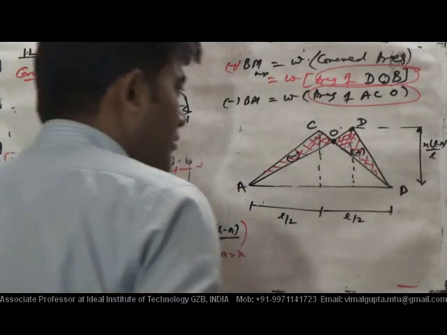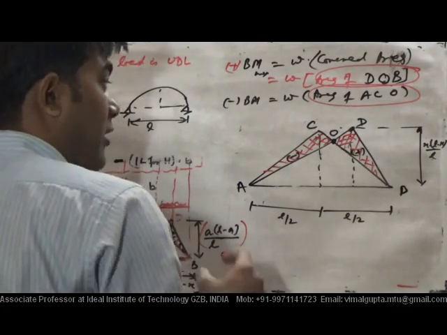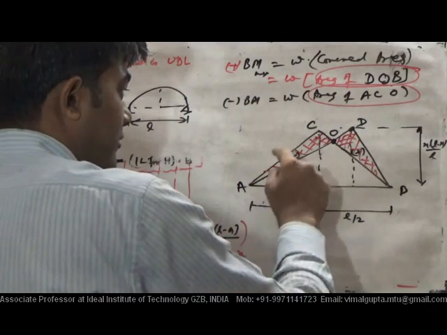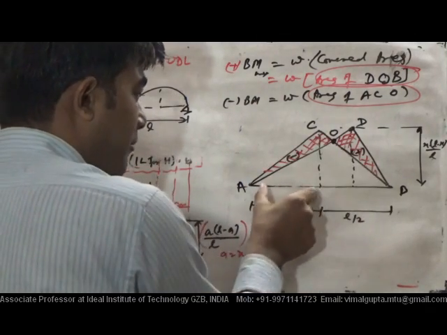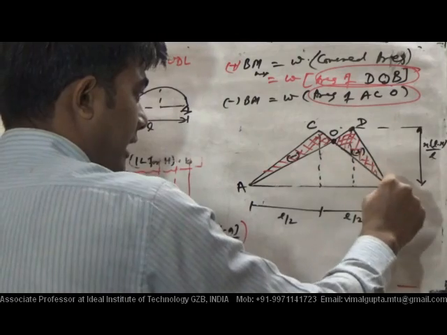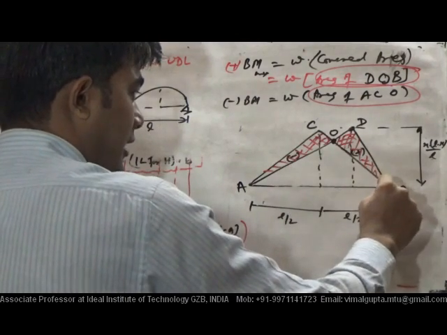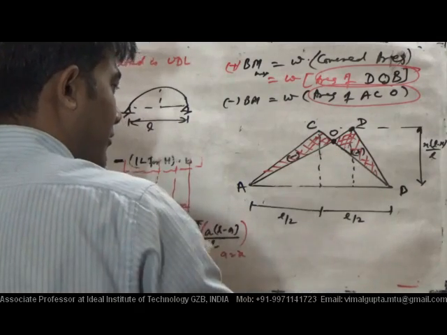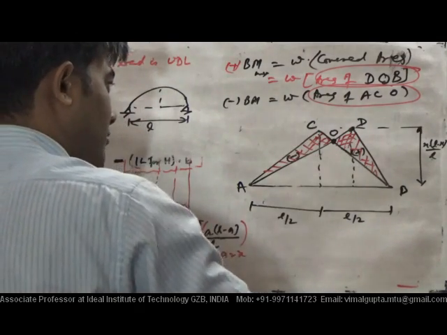Is it the same value? Of course it will have the same value. Why will it have the same value? Because this is the midpoint. So this area, what is that area? What is the value of this one area?